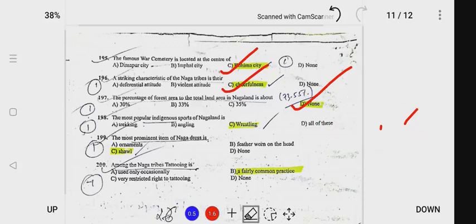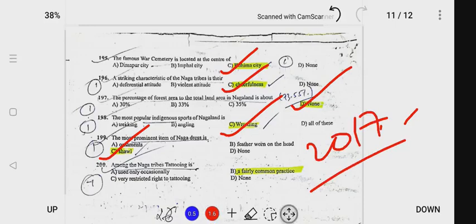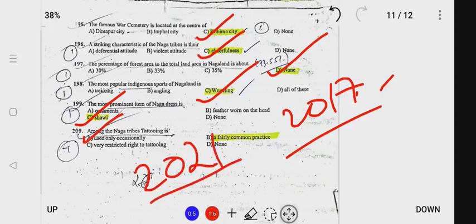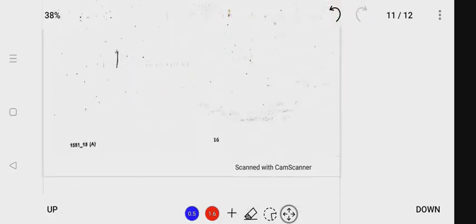The most popular indigenous sport of Nagaland is wrestling. The most prominent item of Naga dress is the shawl. And the last question for NPSC 2017 is, among the Naga tribes, tattooing is a fairly common practice. The official answer is used only occasionally, according to the 2021 NPSC mains. So with this, the video has come to an end.